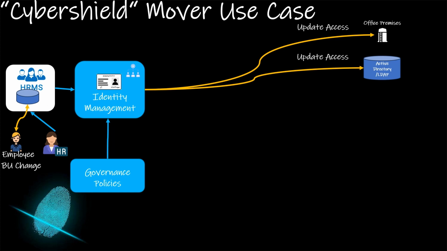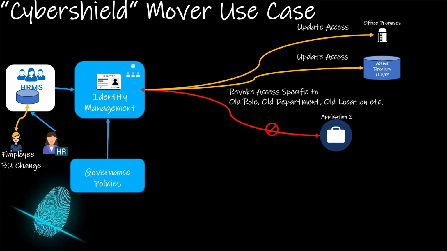He may get added to new groups in the Active Directory as per policy. The governance policy will decide which access is no more required. It can be role-based, attribute-based, or policy-based. The access permissions that are not as per the new role or identity attributes or policy will be revoked. He may be removed from old Active Directory groups. His access will be revoked from applications that were provisioned as per his previous business unit, old role, or location.